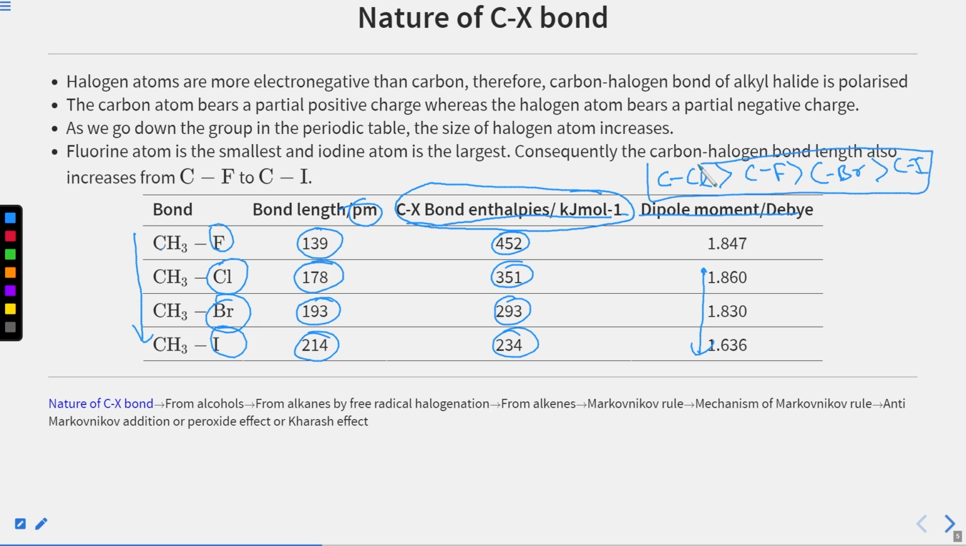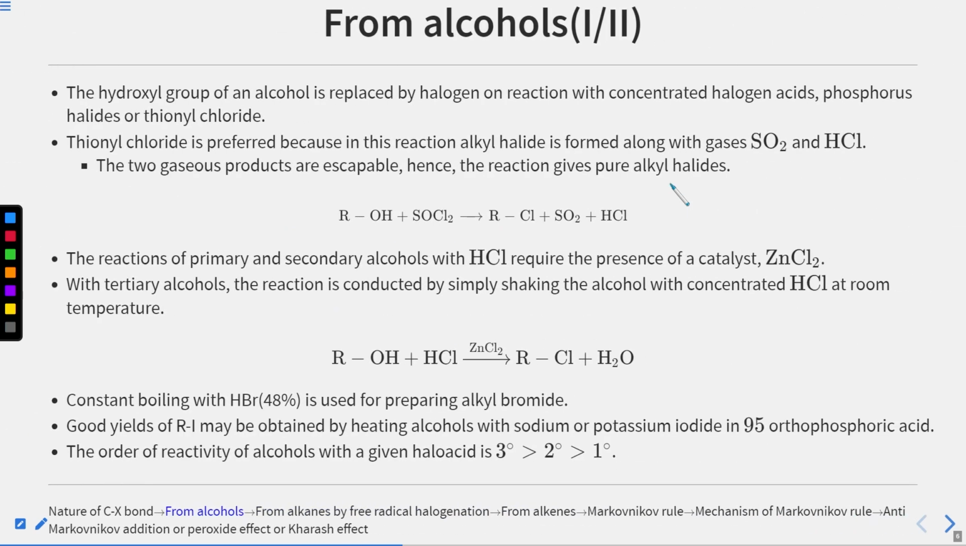You can be asked in the exam, and there is a possibility that you will make a mistake by looking at the electronegativity. So this was all about the nature of the C-X bond. We have covered it yesterday, so I have just given a quick revision of it. Now we will start with the preparations.